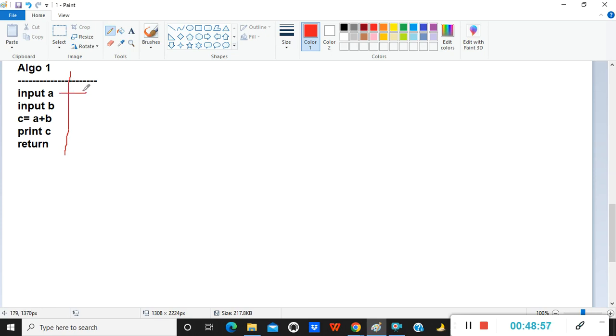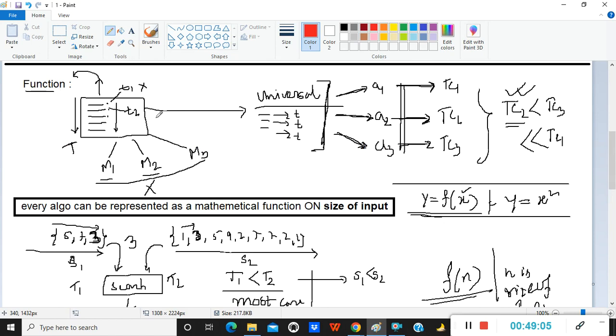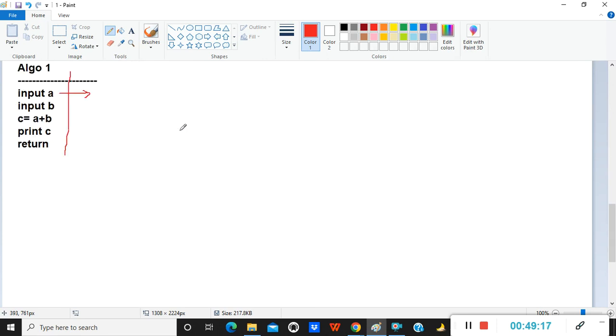This is one statement. How much time will it take? We have considered that it will work on a universal machine, and the time taken by any statement we will consider as T. So this statement will also be executed in T unit of time. This also will be executed in T unit of time.